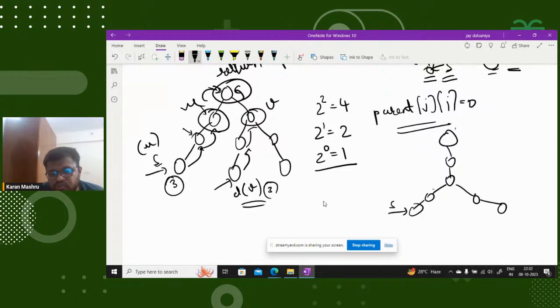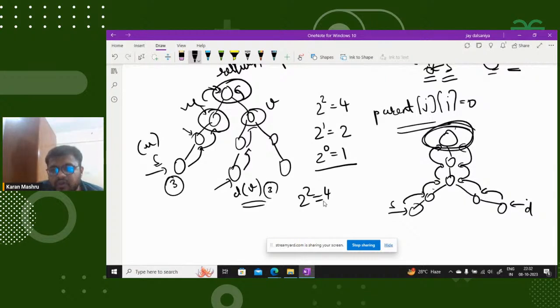Suppose this is the source node and this is the destination node. If I make a jump of 2^2, that is 4, from here I will come here, and from here also I will come here, okay. This is a common ancestor to both of them, but this is not the least common ancestor. So I want to find the least common ancestor. I do not want to find any ancestor. So I will take only jumps which are not leading to the same parent.